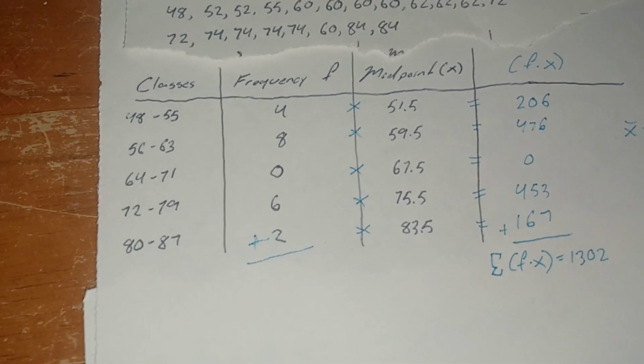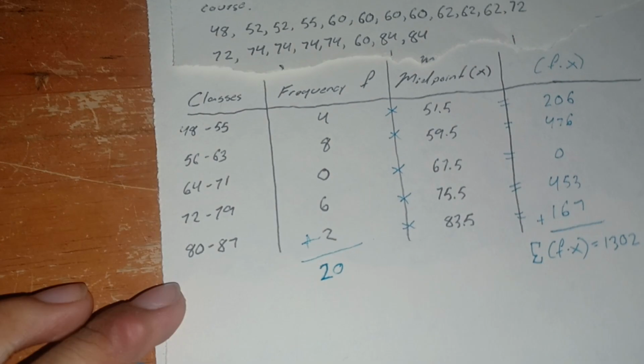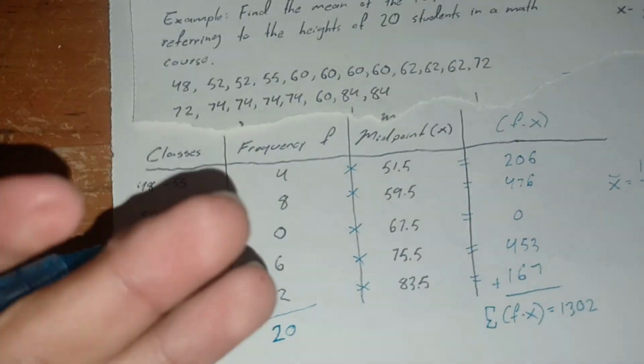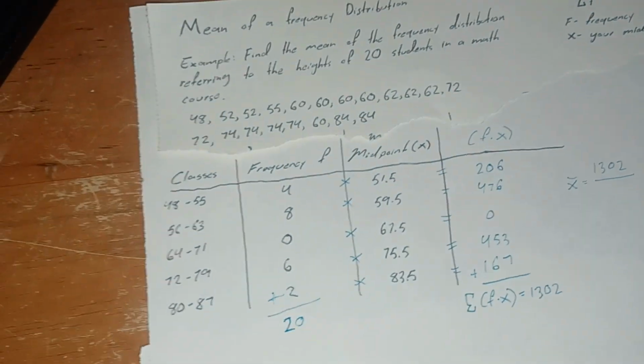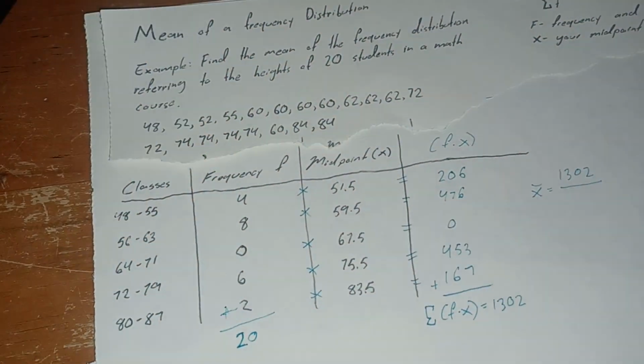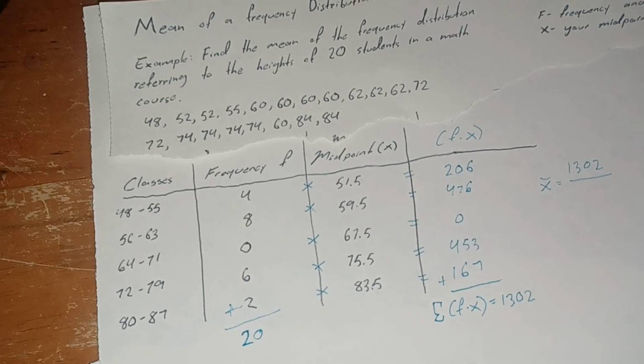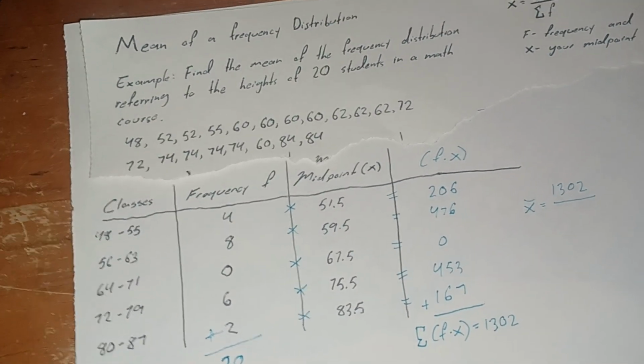Add all of these together, and we'll come back and see what we got. We should have gotten 20, because this is a frequency. This corresponds to the 20 students in a math course, and these are their heights. So we should have gotten 20. 20 is the sum of f, because we have 20 students.